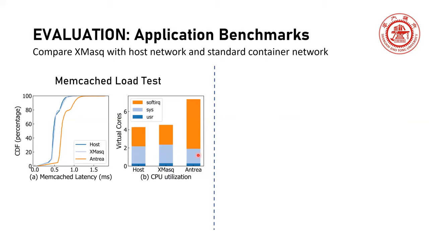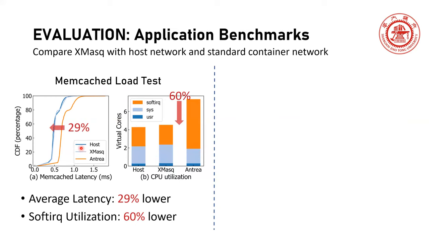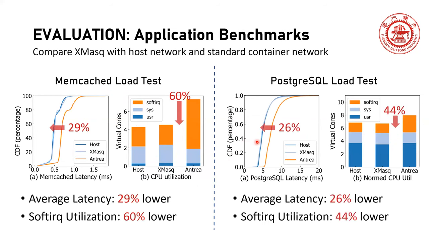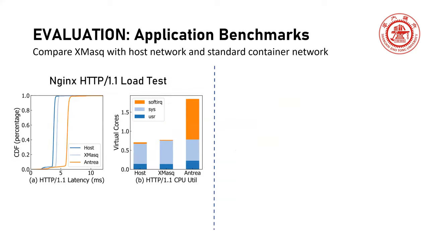And then we evaluate XMask on some popular distributed applications. For Memcached, the average latency is 29% lower with XMask, while the soft IRQ utilization is 60% lower compared to Antrea. And for Cycle, the average latency is 26% lower with XMask, while the soft IRQ utilization is 44% lower compared to Antrea.